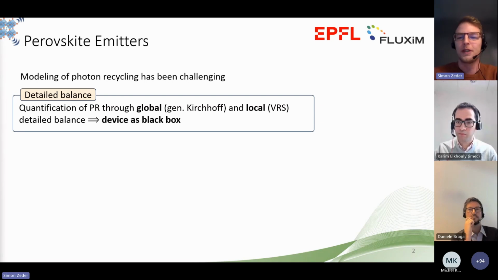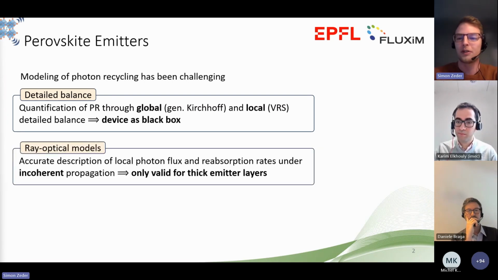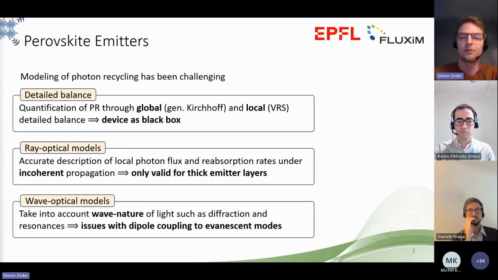The second approach would be using ray optical models, which have actually described the phenomenon quite accurately, for example, in gallium arsenide solar cells up to now. However, since it's based on ray optics, it's not really useful for our roughly 100 nanometer perovskites, because this will need to be tackled using wave optical models, which have been employed with varying success. The main issue here is that dipole emission models usually suffer from unphysical divergences in emitter power due to the longitudinal coupling to evanescent modes in the absorbing emitter medium.